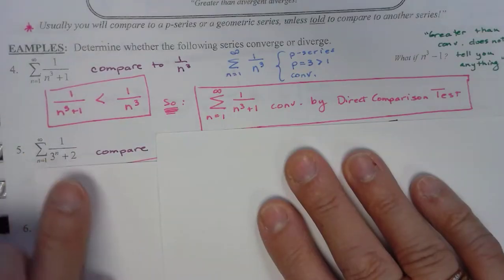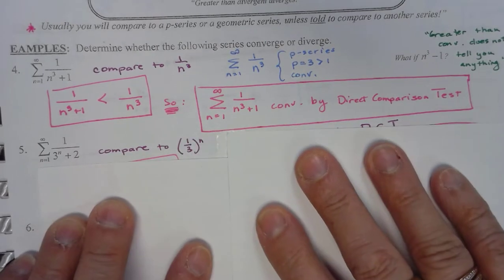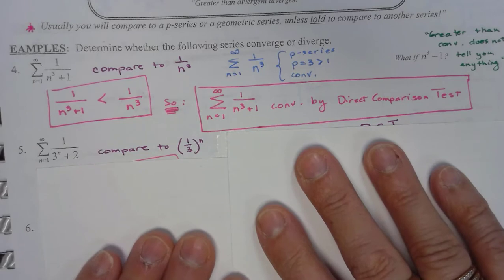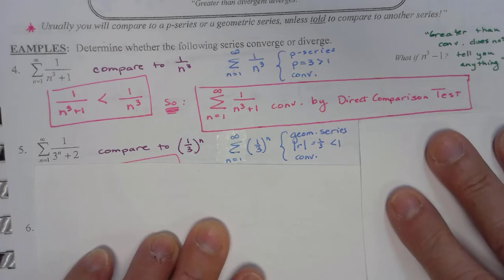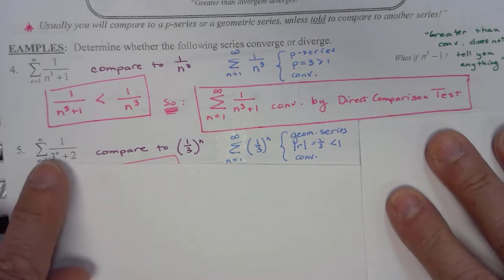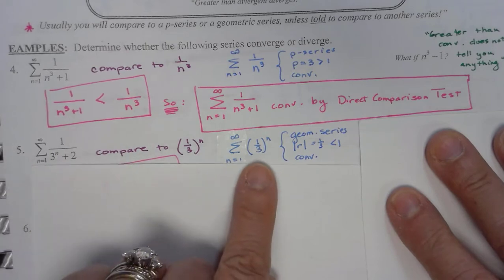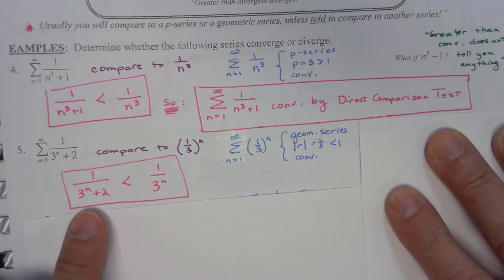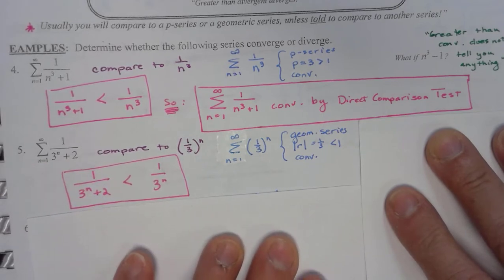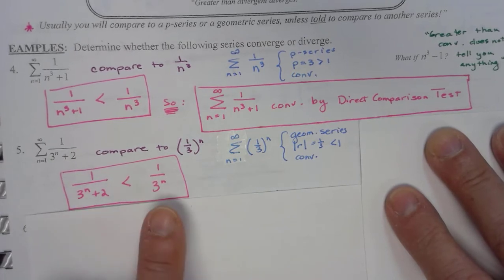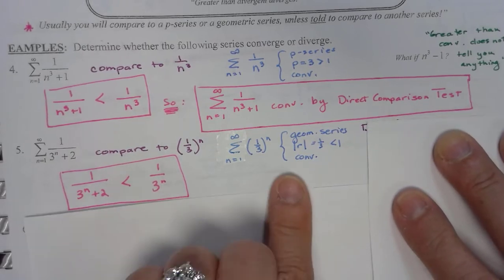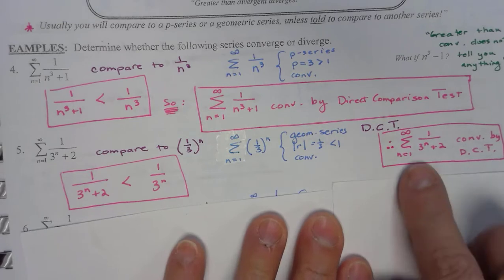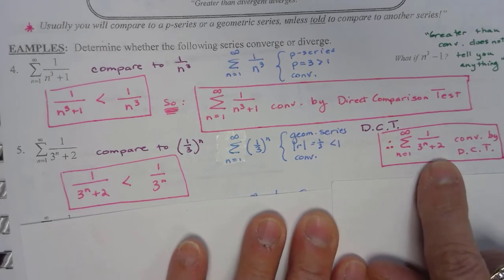Number 5, 1 over 3 to the n plus 2. Let's compare it to 1 over 3 to the n. We know this is a geometric series with the absolute value of r equal to 1/3, which is less than 1, and it converges. So now we have to show this one is less than this one, which we know to be true. As the denominator gets bigger, the value of the fraction is smaller. So term by term, this series will have terms that are smaller than this series. So we know this series converges, so by the direct comparison test, this series converges.